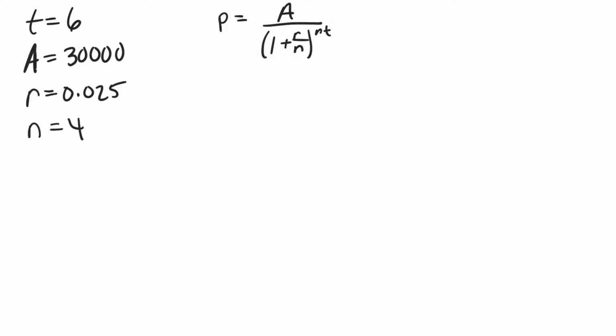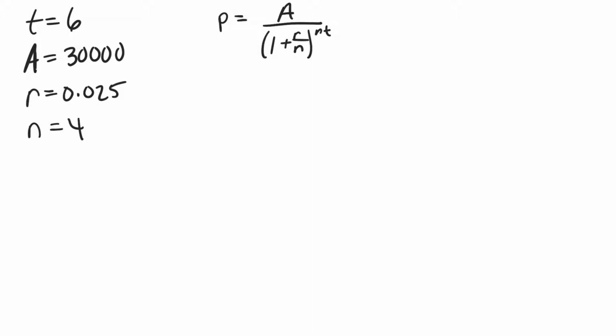So the values that I have: T is 6 for 6 years. A is that future value, the $30,000 that I want in those 6 years. The R is going to be the interest rate of 2.5% or 0.025. And then N is how many times it's compounded. It's compounded quarterly, so that's going to be 4 times per year.